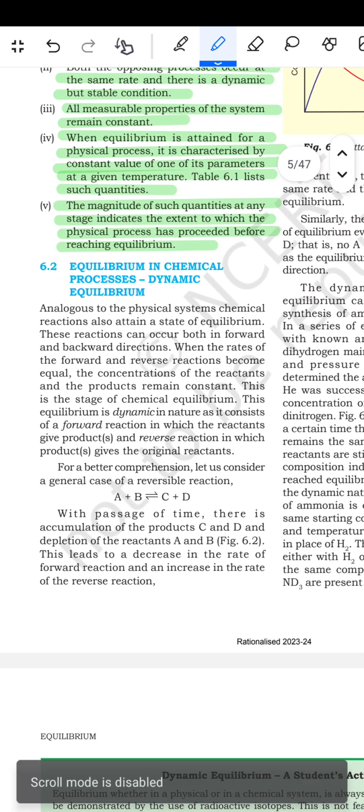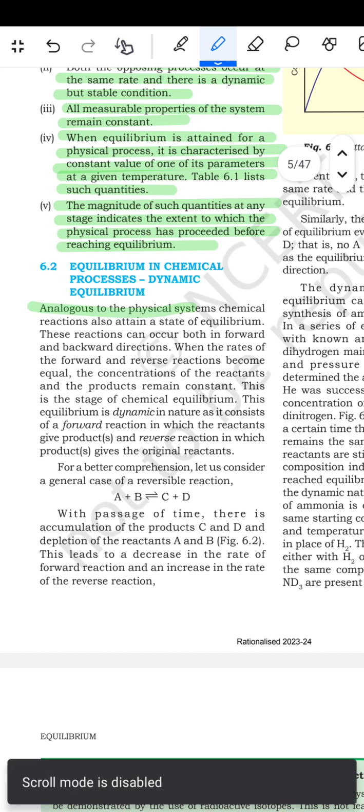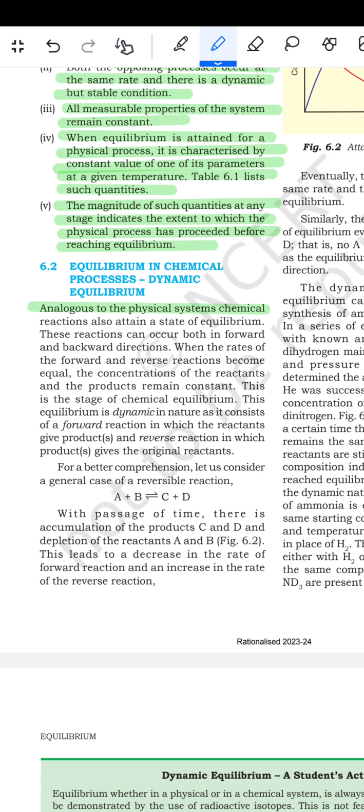Next है equilibrium in the chemical process, dynamic equilibrium. तो analogous to the physical system, chemical reaction also attain a stable state of the equilibrium. These reactions can occur both in the forward and the backward direction. When the rate of the forward and the reverse reaction become equal, the concentration of the reactants and the products remain constant. This is the stage of the chemical equilibrium.